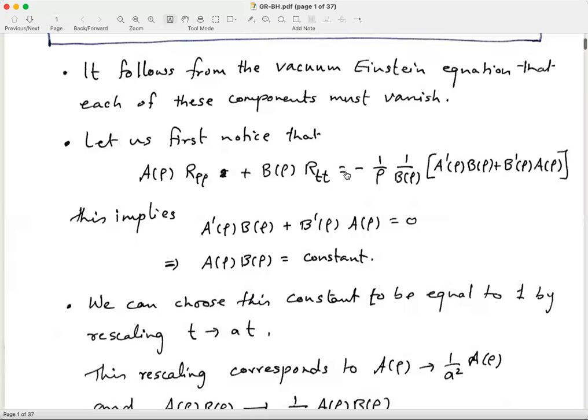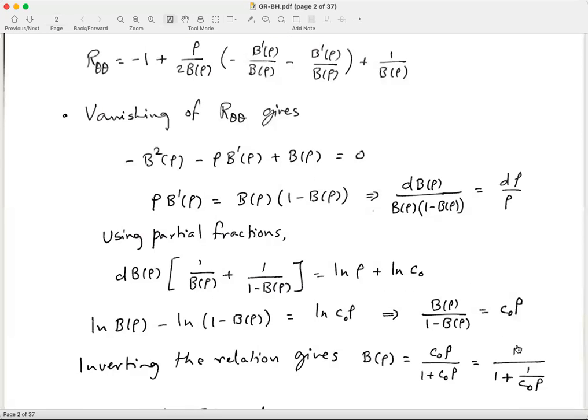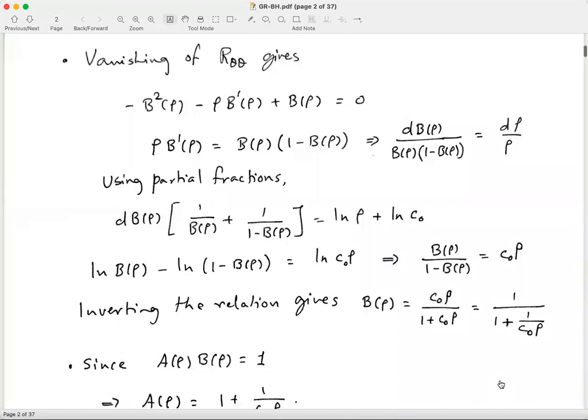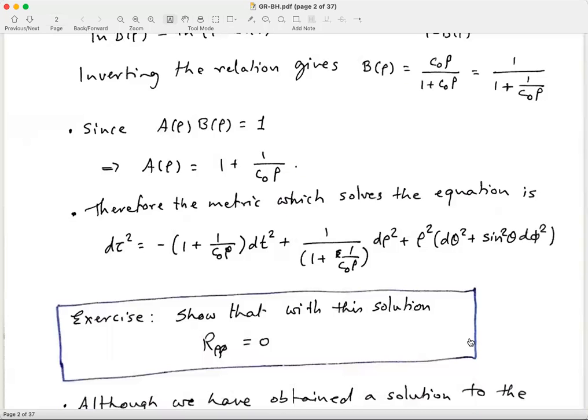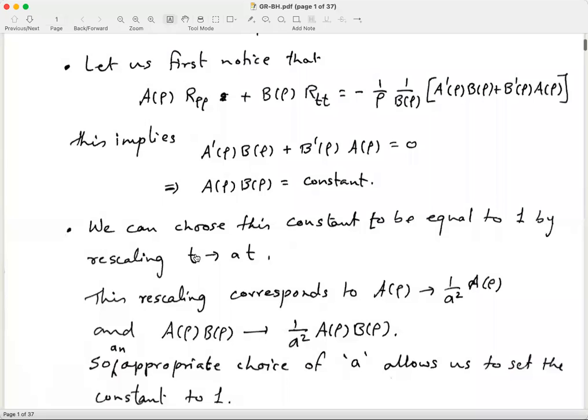Once you get that, we found that B of rho can be written as 1 over 1 plus 1 over C naught times rho, and C naught was the only constant that we had to determine. Since we know B of rho, A of rho was determined by this relation that A times B equals 1, and we got the metric in this form. What we had to do was to determine C naught, which of course this set of differential equations would not tell us.